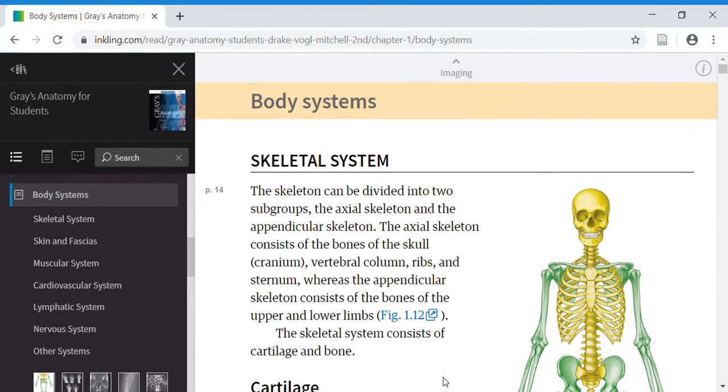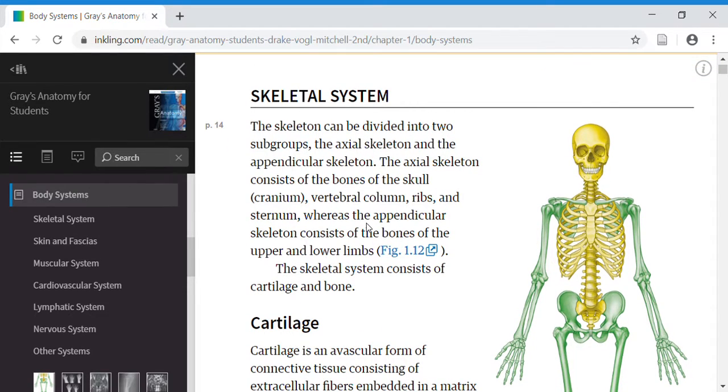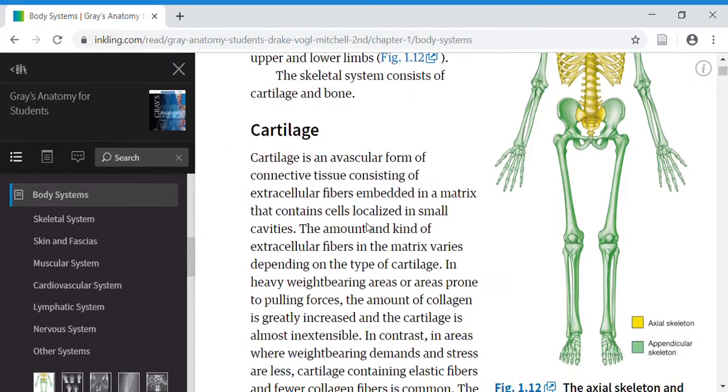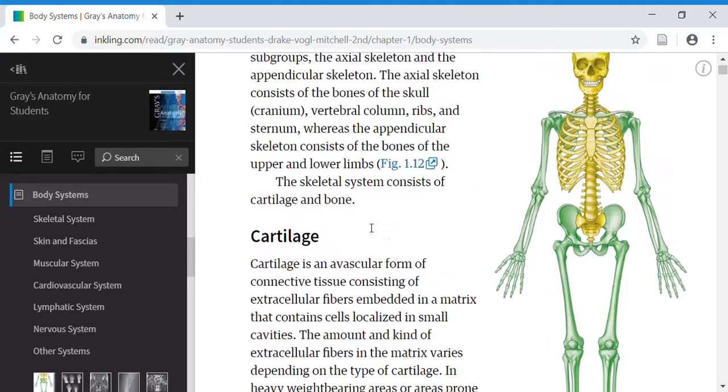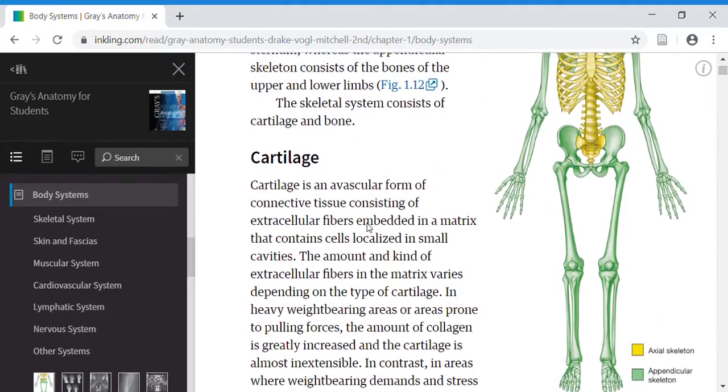Regarding the body systems, the skeletal system as such. This is just a surface view of the body systems, not an in-depth one. So the skeletal system can be classified as appendicular and axial.